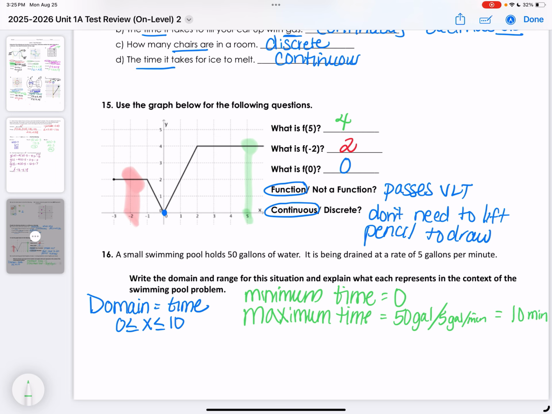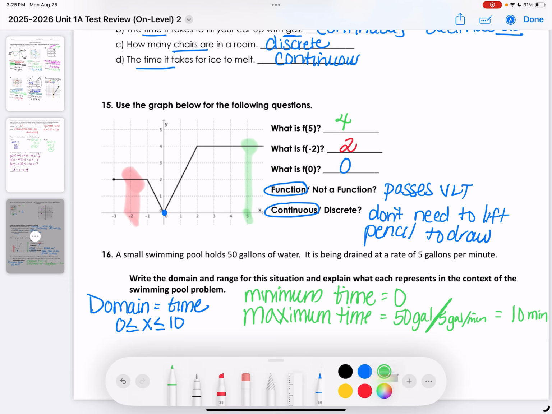If you'd like an explanation on how the gallons cancel and then minutes become your unit, I'd be more than happy to explain on a separate video, or if you just want to ask before the test or something. Okay, let me choose a different color.